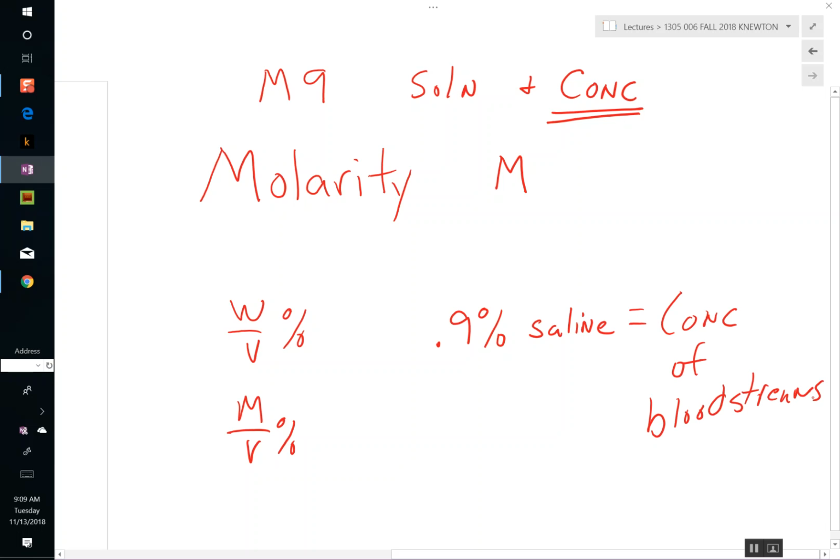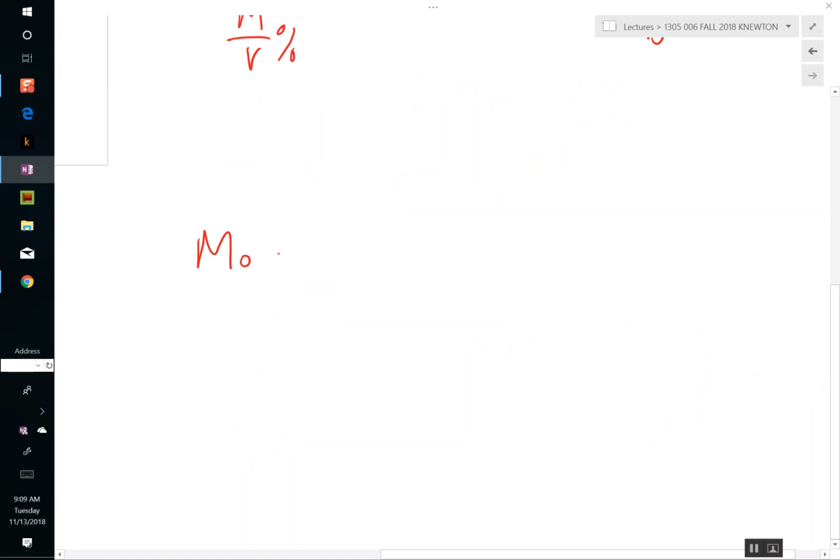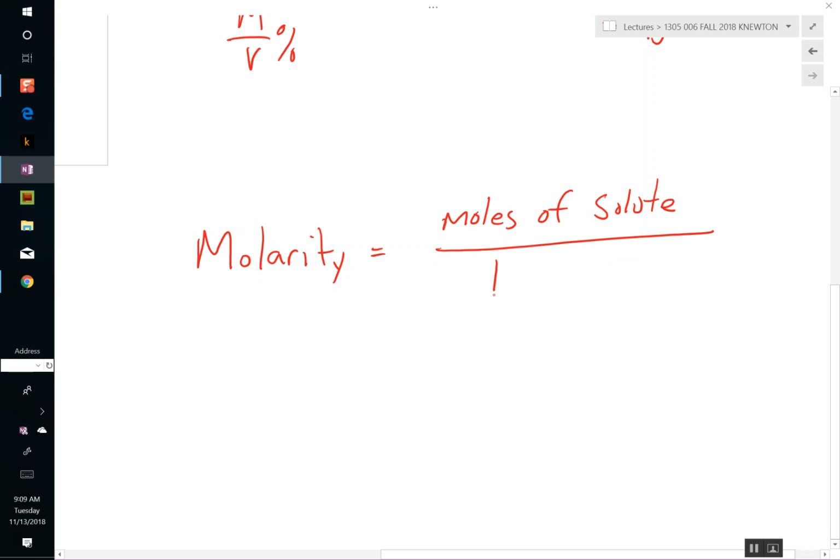So we'll get to weight volume percent eventually, but let me just introduce molarity. You can kind of see the word mole in there, right? Are you surprised? Once we introduce mole, we just keep harping on it. So what is molarity? It's the moles of solute per liter of solution. Moles of solute per liter of solution.